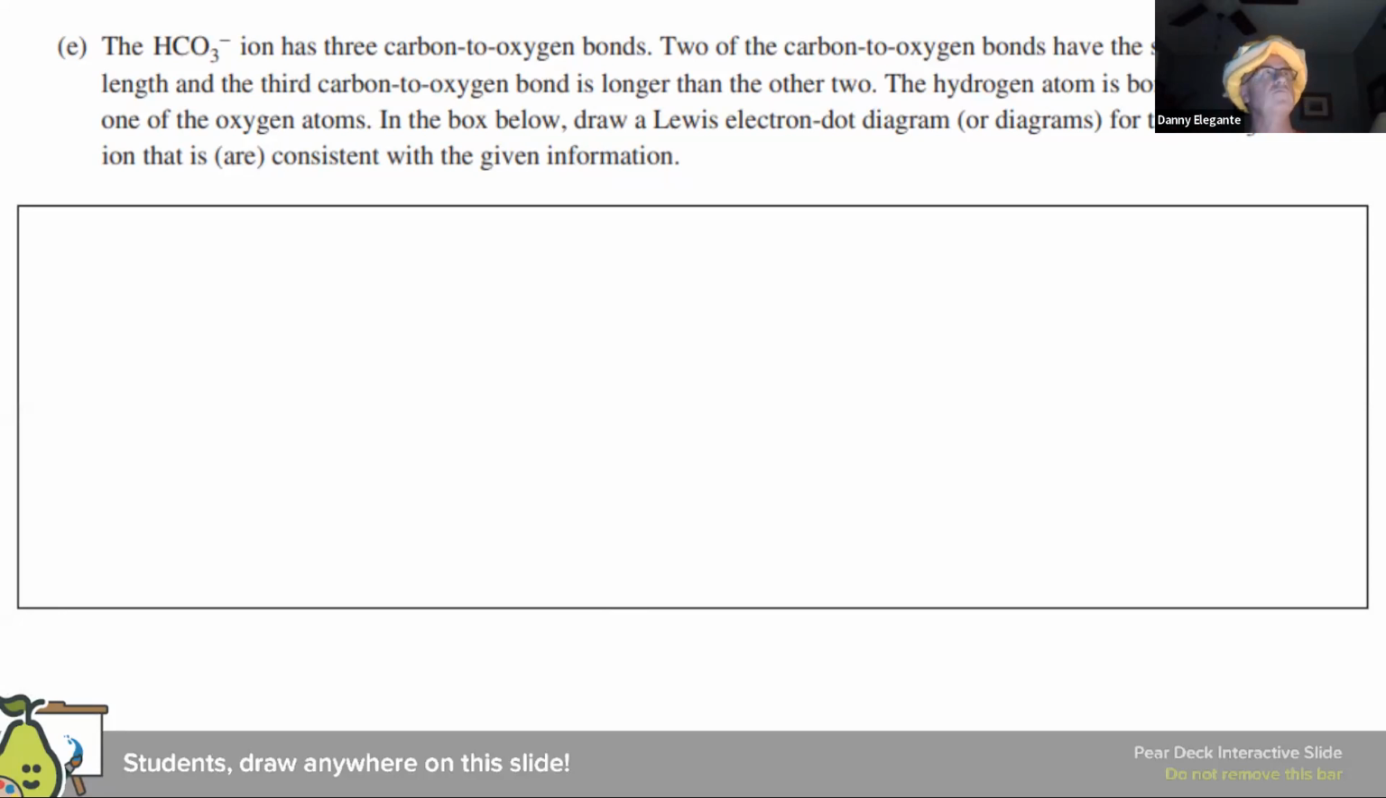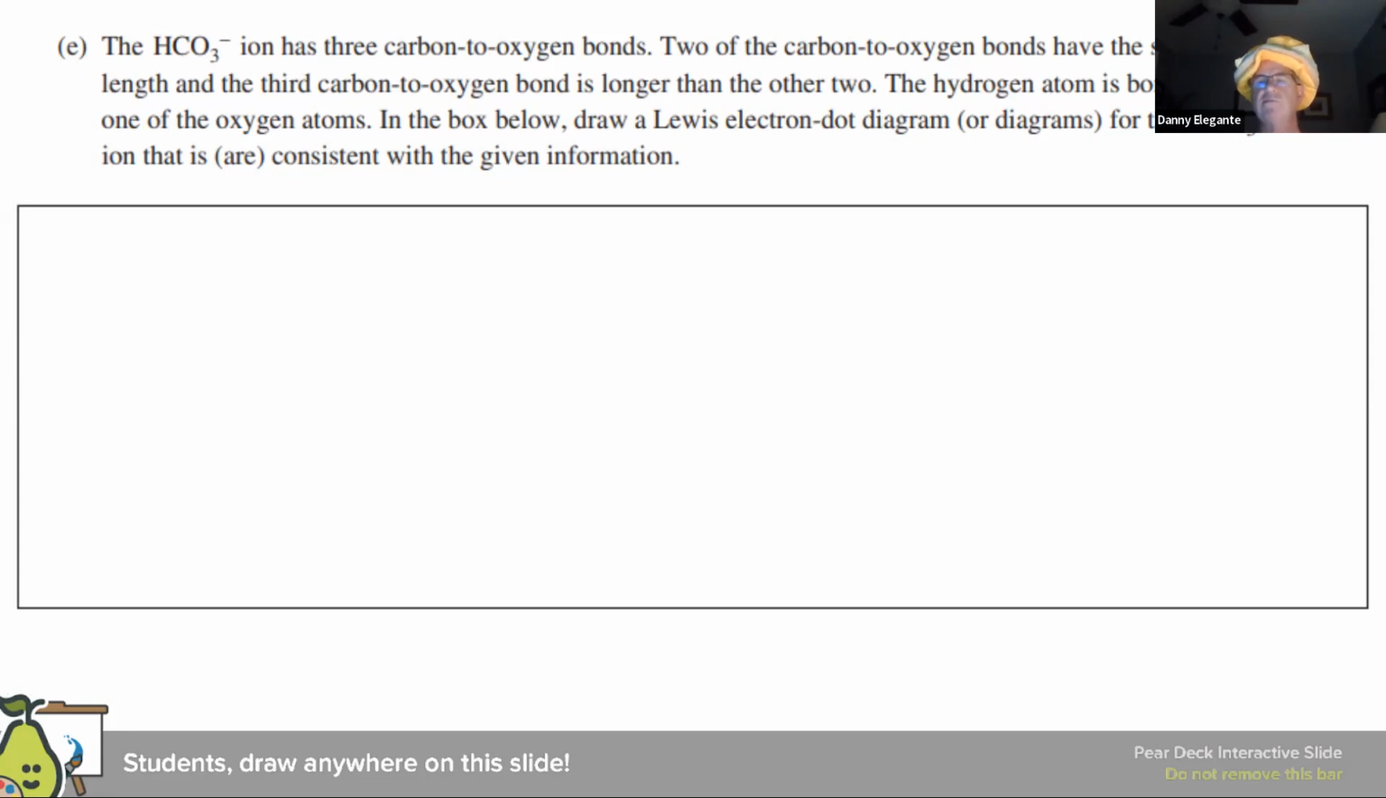2. So what do we know about bond length? Well, they're all the same bond. They're all carbon oxygen. So let's see. What do we know? Single bonds have the least amount of bond energy and are the longest, right? Double bonds are shorter and have more energy, and triple bonds are the shortest. So I would go ahead and take a minute and draw out on paper, what do you think the Lewis structure for this would be?